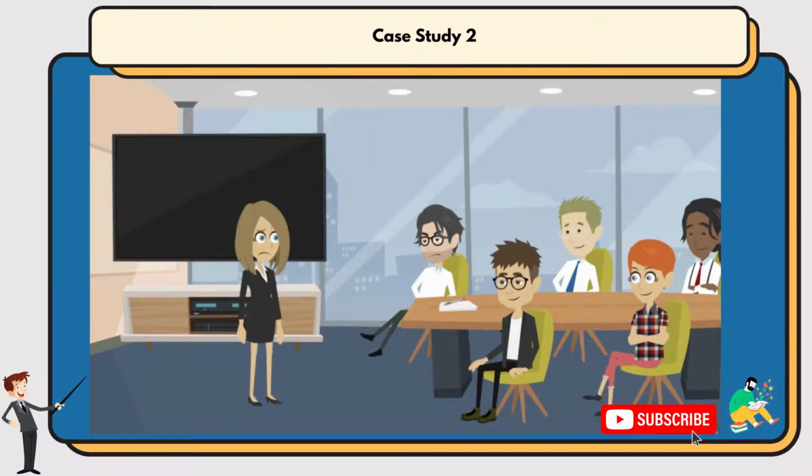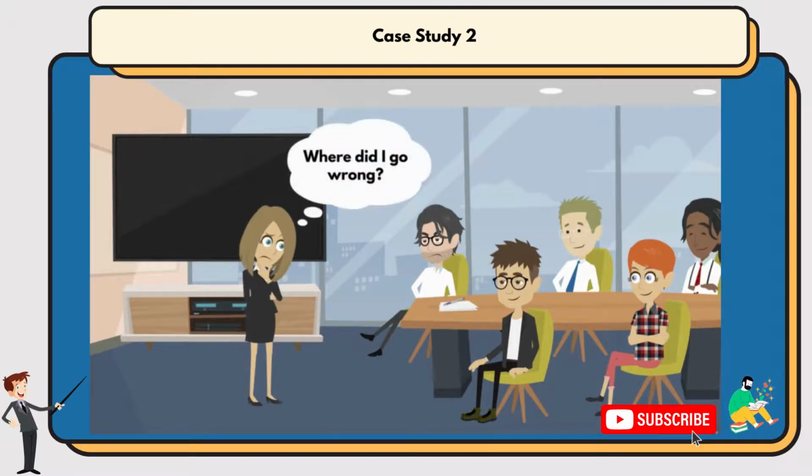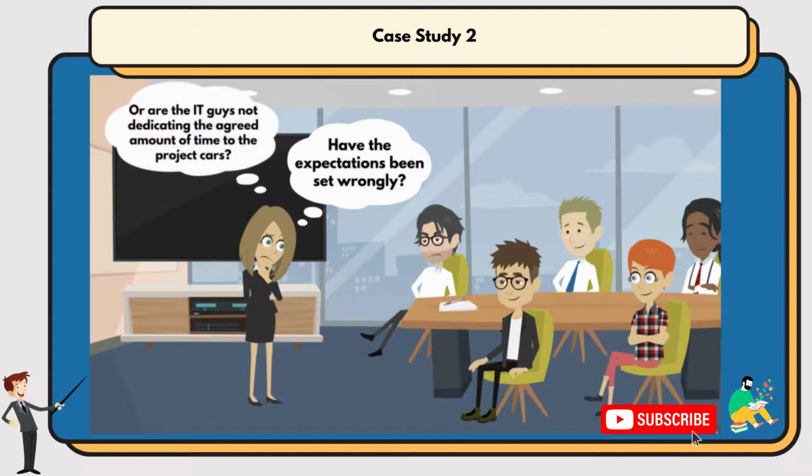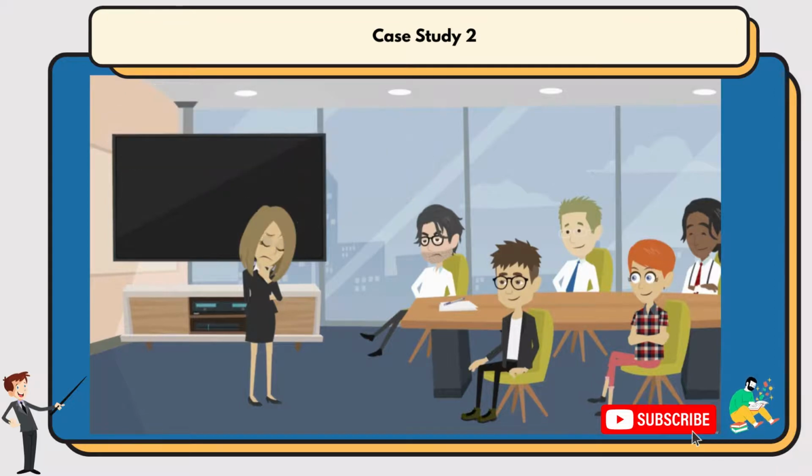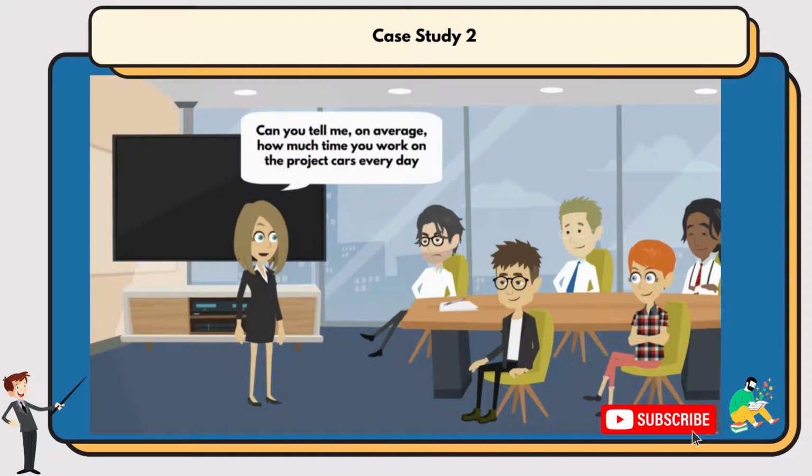Ray stops to reflect again. Where did she go wrong? Have the expectations been set wrongly? Or are the IT guys not dedicating the agreed amount of time to the project cars? It was supposed to be around 20% of their time. Let's check. Ray directs her question toward B, Bill and Abe. Can you tell me, on average, how much time you work on the project cars every day?